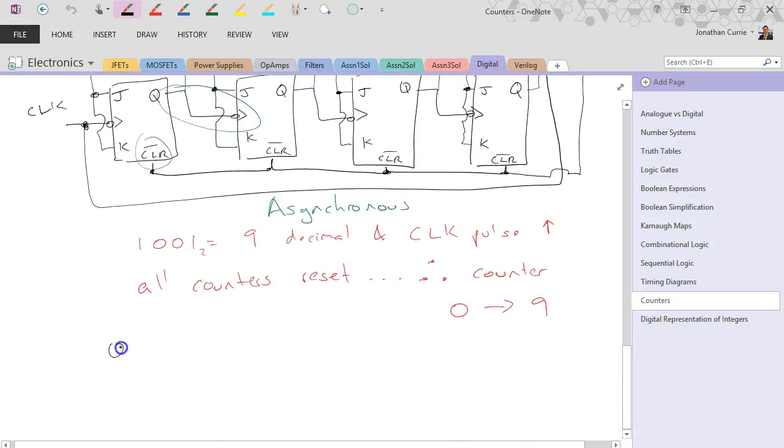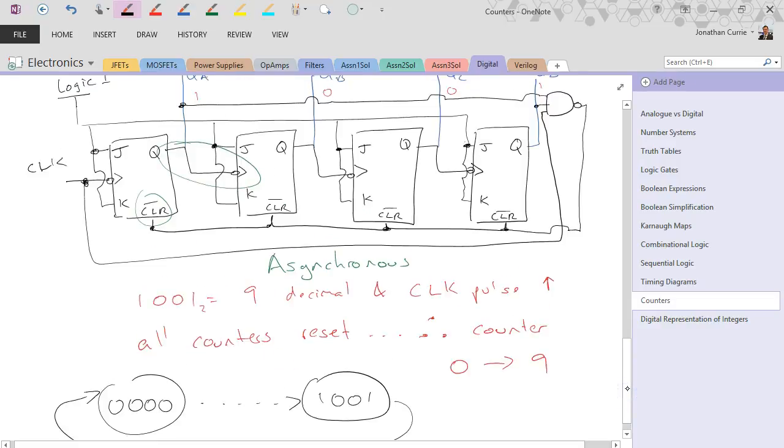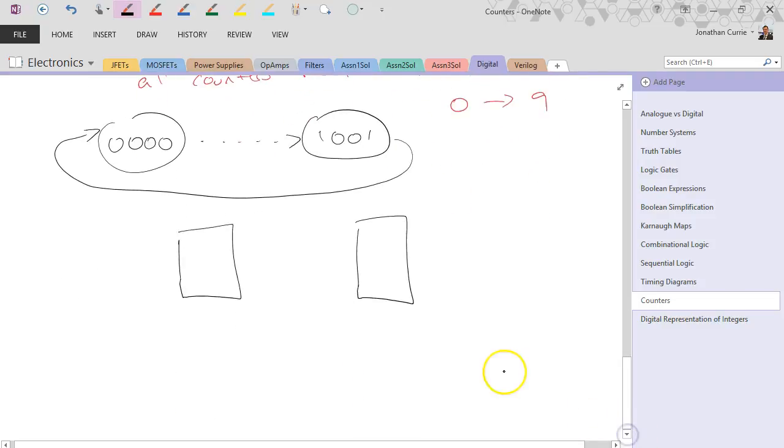So our state diagram would go from 0000 through to 1001 and then back round again. Also, I'll just quickly draw for you what a synchronous counter will look like, just so you can get a feel that they are a little bit more complicated.